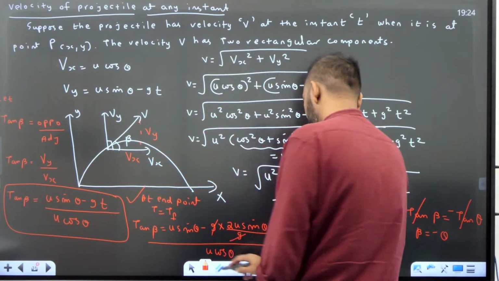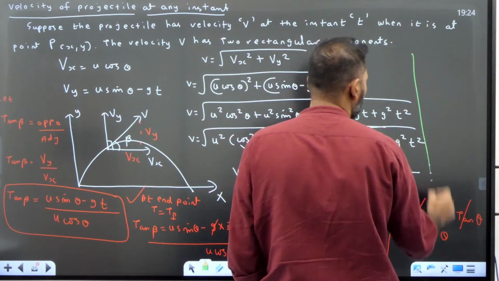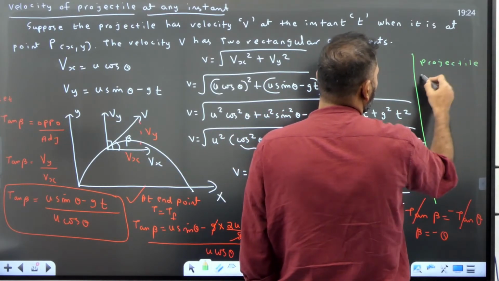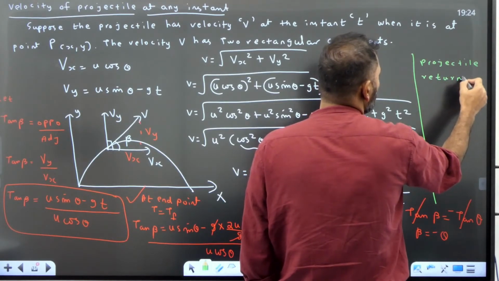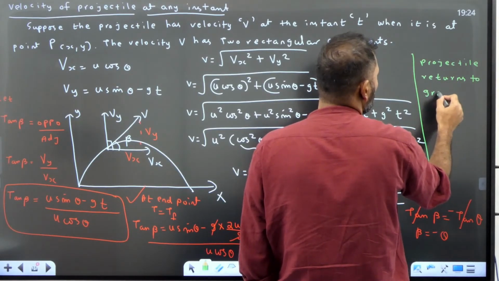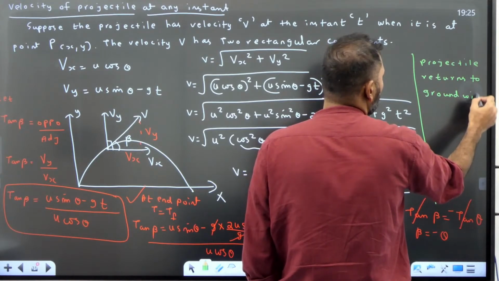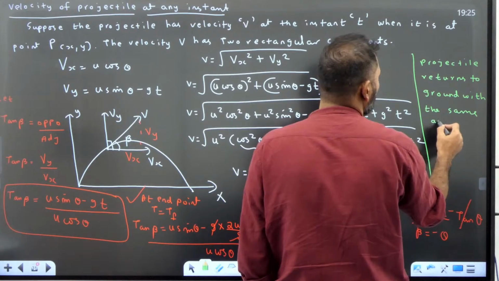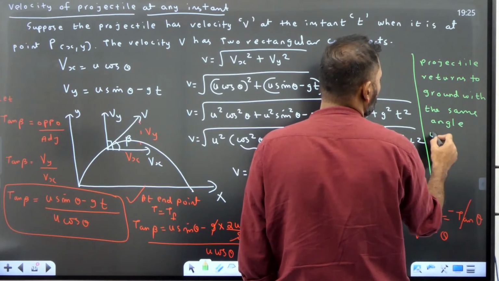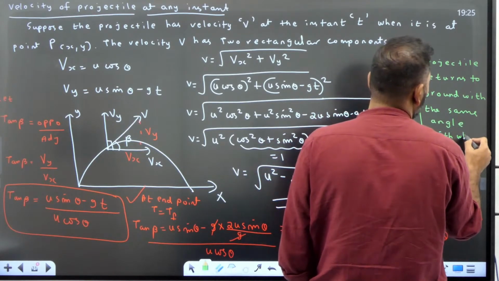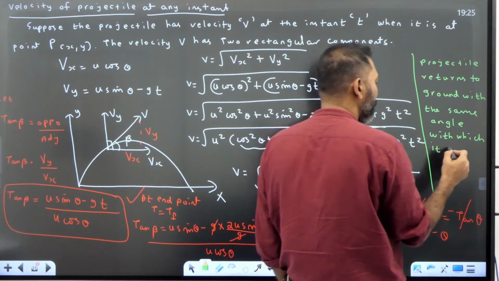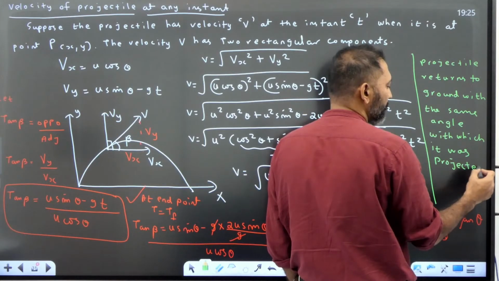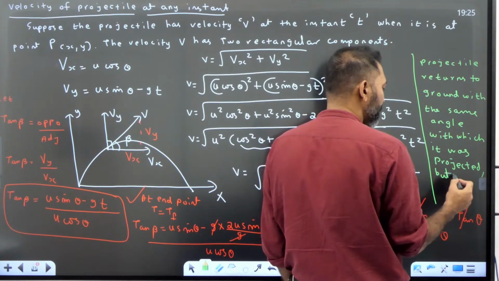Projectile, okay, I am writing the conclusion here itself. Projectile returns to ground with the same angle with which it was projected, but opposite direction. That is the reason why we got a minus sign.